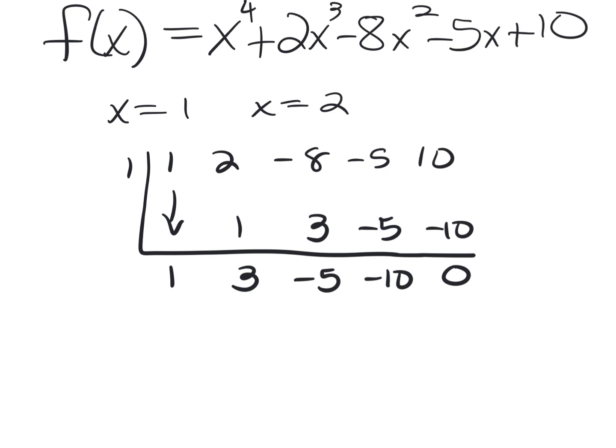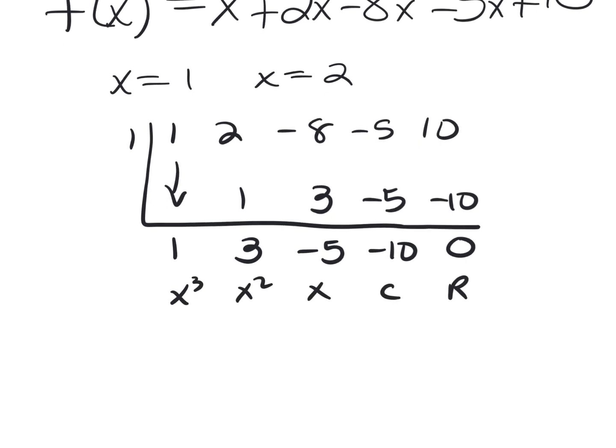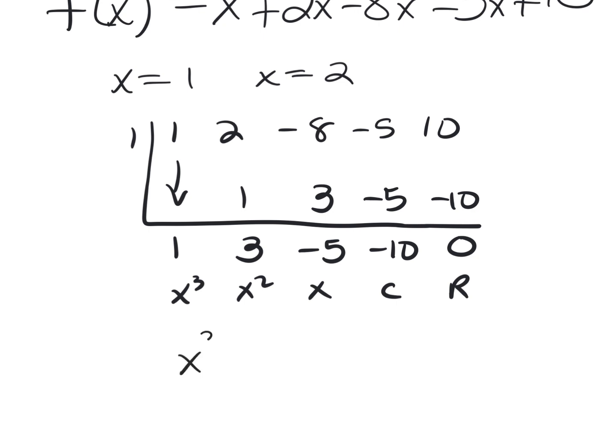Remember, doing synthetic only brings it down 1 power. So this is x to the third, x squared, x, constant remainder. So now I have x to the third plus 3x squared minus 5x minus 10 equals 0. Now, if this could be factored by grouping, I could do that, but it can't.